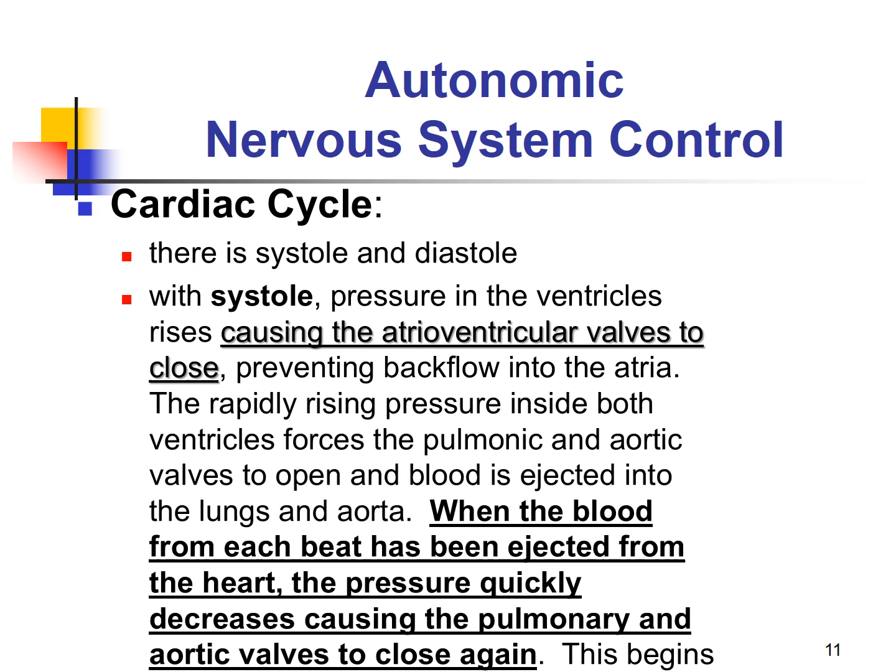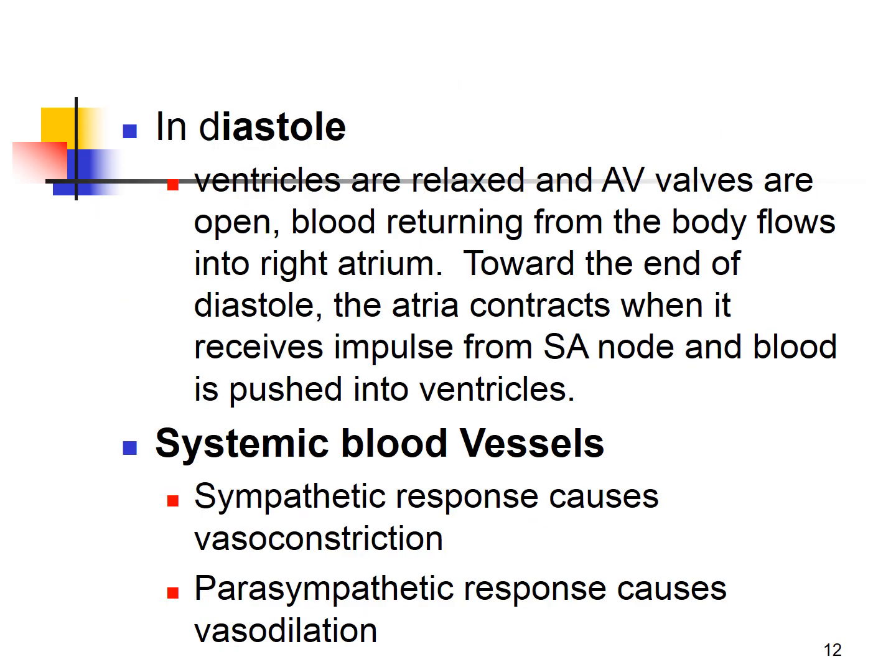This closing of valves is what you're listening to when you listen to the heart sounds, S1 and S2. The ones that close first are the atrioventricular valves, so that's S1, and the ones that close second are the semilunar valves, that's S2. When the blood from each beat has been ejected, the pulmonary and aortic valves then close, and then this process begins all over again. Next slide.